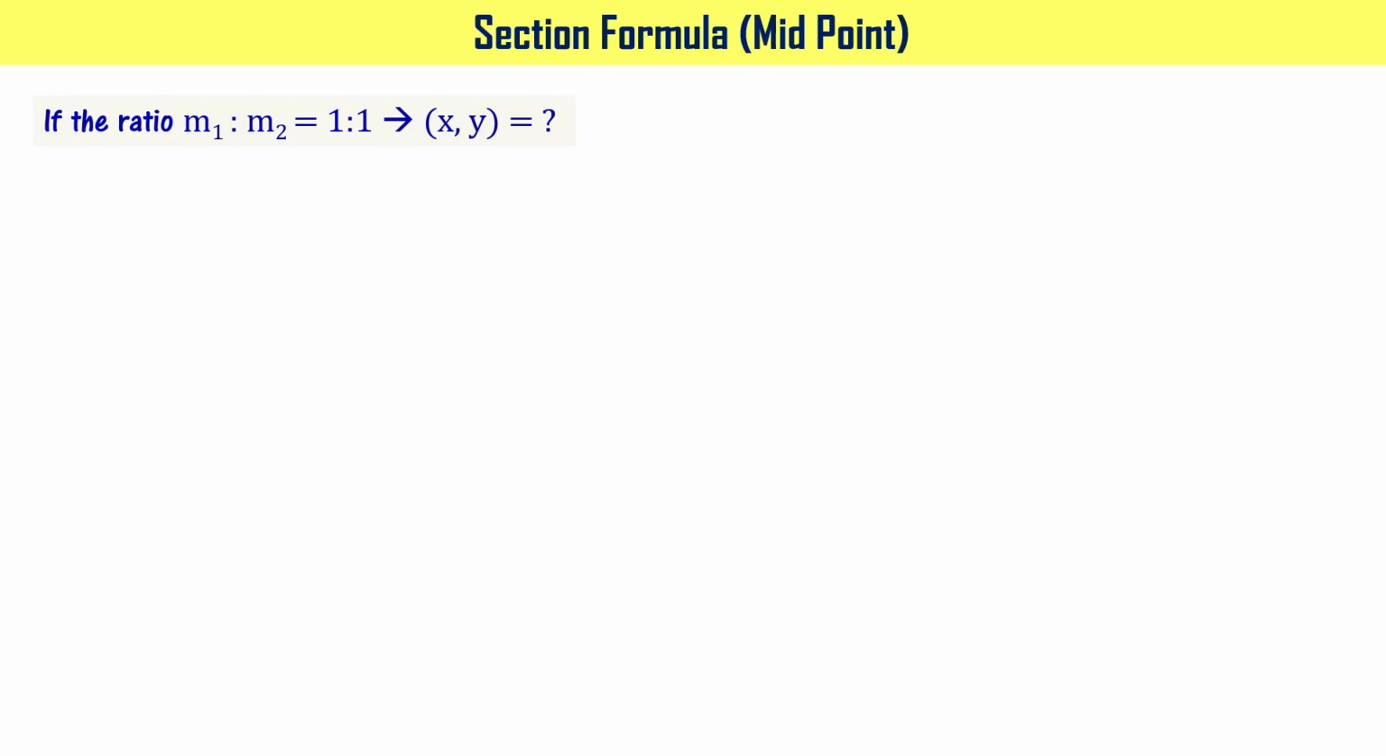If the ratio of m1 and m2 is given, that is 1 is to 1, then what is your x comma y, the section point, right?